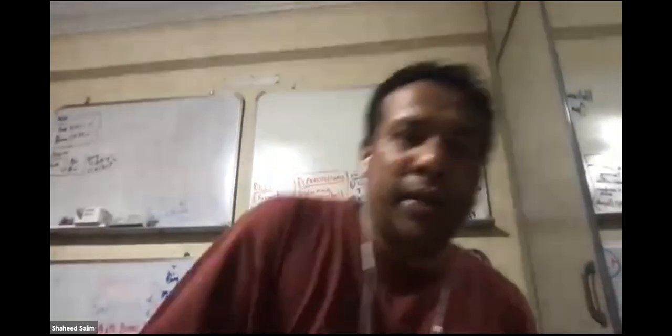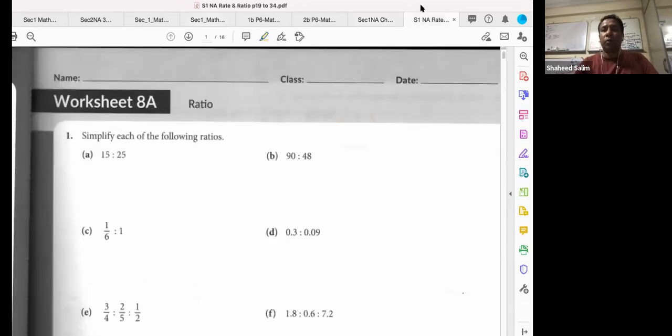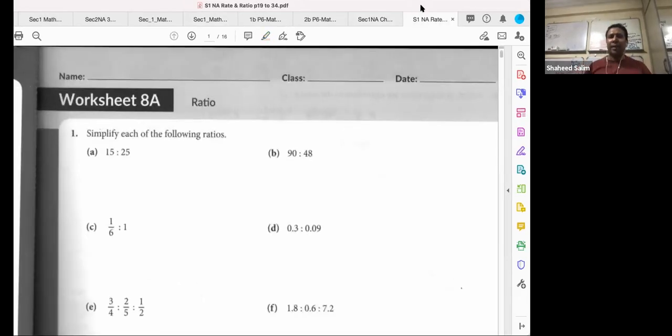Okay, now we're going to go to ratio. Because more or less you get it. It's quite simple, right? We'll revise some on the next lesson. But down here now, we're going to go not P6 ratio, but Sec 1 ratio. But it's the same thing. Sec 1 ratio, P6 ratio, you need to master it.